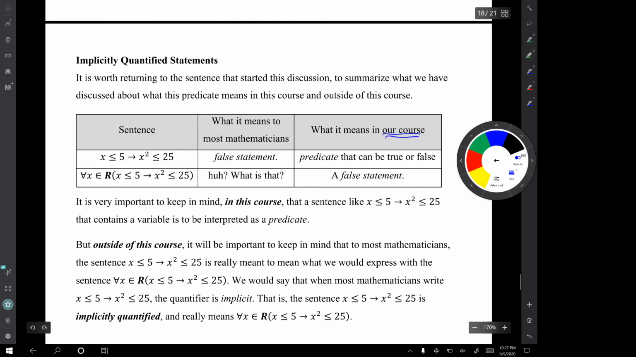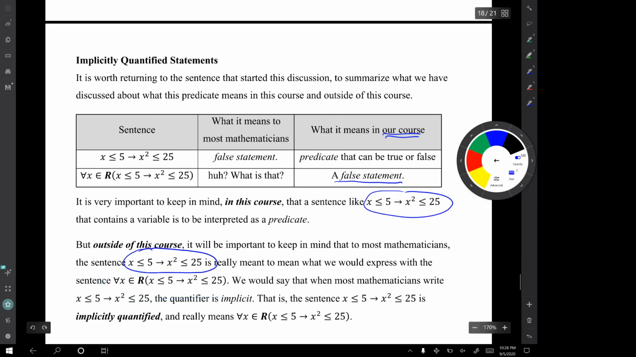But what it means in our course is a predicate that can be true or false. Now, what about this universal statement that we built? Most students would look at that and not know what to make of it, but we know that it actually is a false statement. In our course, a sentence like this contains a variable and it has to be interpreted as a predicate. But outside of this course, to most people, a sentence like this is really meant to mean what we would express with this sentence.